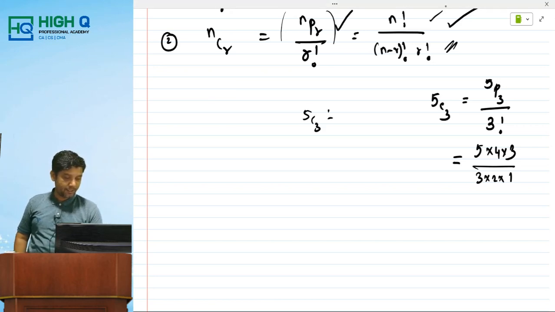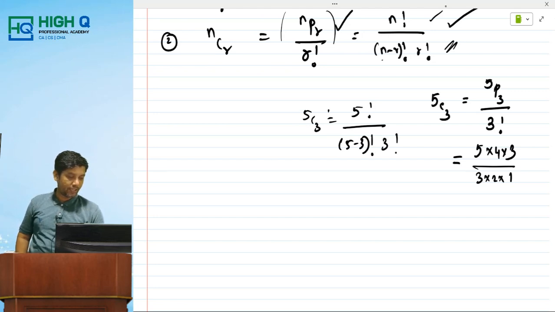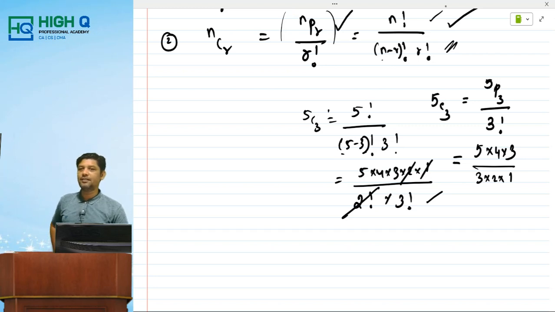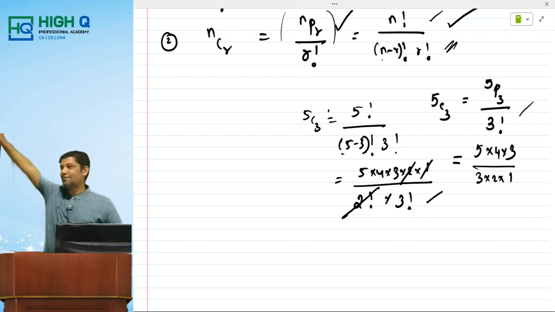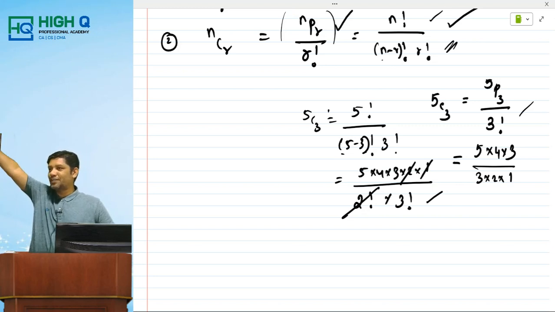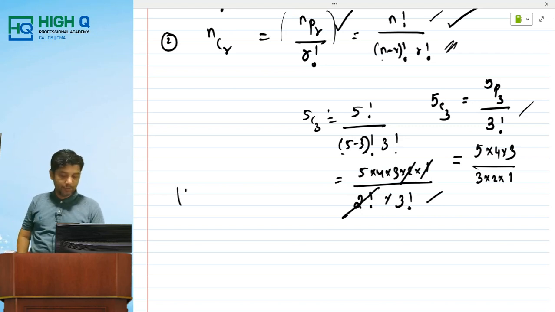Otherwise, if you are applying the other formula, 5C3 is 5 factorial divided by 5 minus 3 factorial into 3 factorial, which is nothing but 5 into 4 into 3 into 2 into 1 divided by 2 factorial into 3 factorial. Are we getting the same answer, my dear? So instead of doing it this way, shall we remember like this? 5C3: product of 3 consecutive numbers in descending order divided by the arrangement. Now tell me, what would be 10C3?